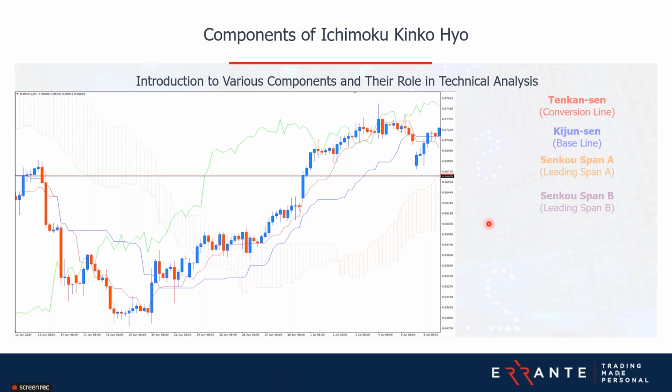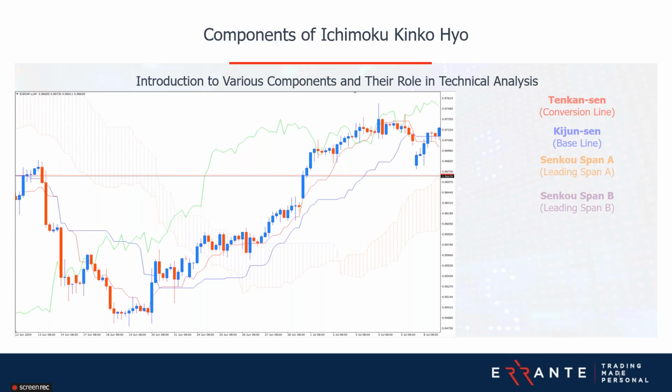So what is this? The Tenkan-sen is the 9-period average of high and low, the highest and lowest price in the past 9 periods of time. And the Kijun-sen was the 26-period average. And now we have the Senkou Span B, which is a 52-period average, projected 26 periods ahead. And you can see here, this is the Senkou Span B.